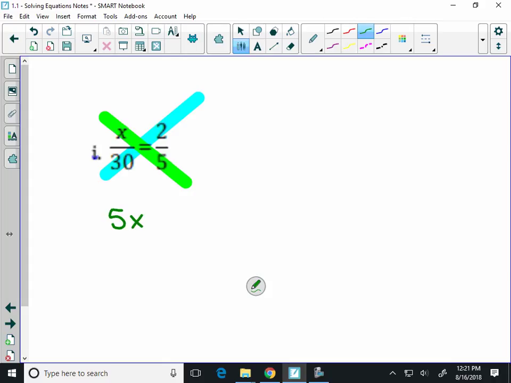5x. And then you just bring the equal sign. And then you do the same thing with the bottom and the top of the other. 30 times 2 is 60. And then solve. To solve this, what do we have to do? You have to divide the 5. We're just going to divide by 5. Just divide both sides by 5.